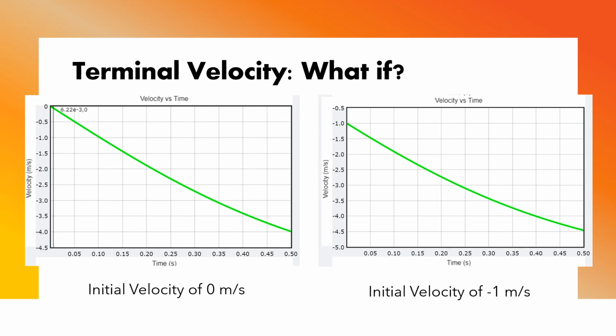The graph of the model with initial velocity seems to start leveling out at negative 4 meters per second, the terminal velocity, sooner. The magnitude of the terminal velocity does not change. The time taken to reach it is just less.